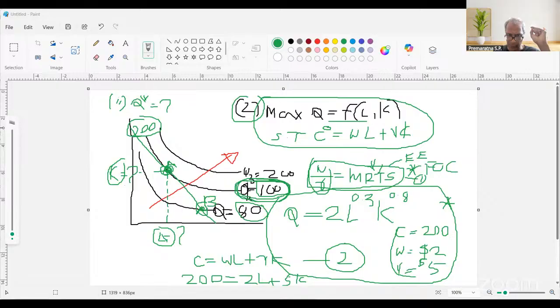Then what we have to do as a first order condition is differentiate this Lagrangian equation. The differentiation rules I taught last week, with respect to the unknown variables: the labor, the capital, then lambda.